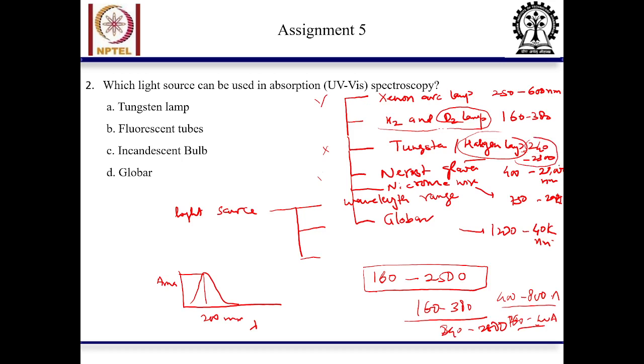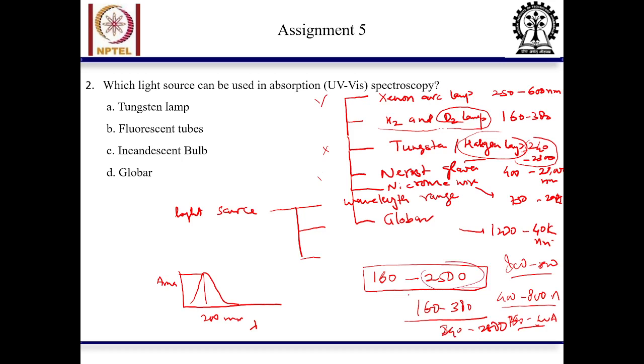So the tungsten lamp can be used in the UV region, visible region, and near IR region. Your near IR region is basically 800 to some 2500 nanometers. So we have a spectrometer which can go from UV to visible to near IR. Very few compounds give absorption in the near IR region, meaning the electronic transition is very small. Those are found in the polaron. Once we find the polaron, then we will see the absorption in the near IR region.